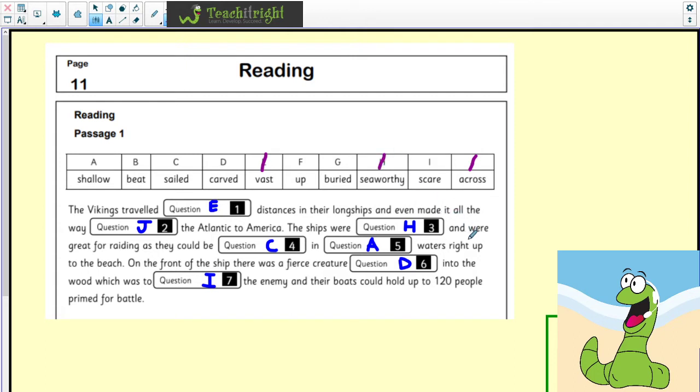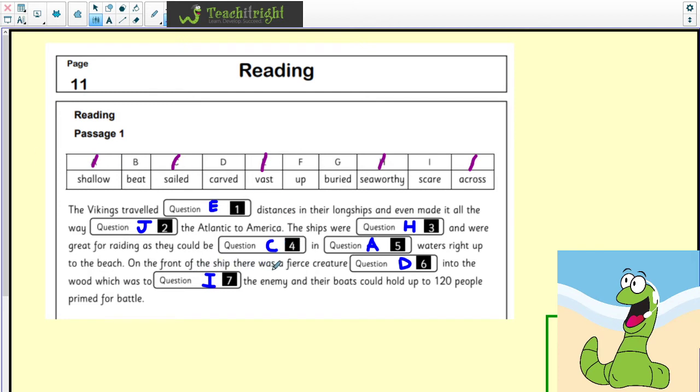Seaworthy, in other words, they can go onto water, and were great for raiding as they could be sailed in something waters. So a word that describes waters, we've got the word shallow. So shallow waters right up to the beach.